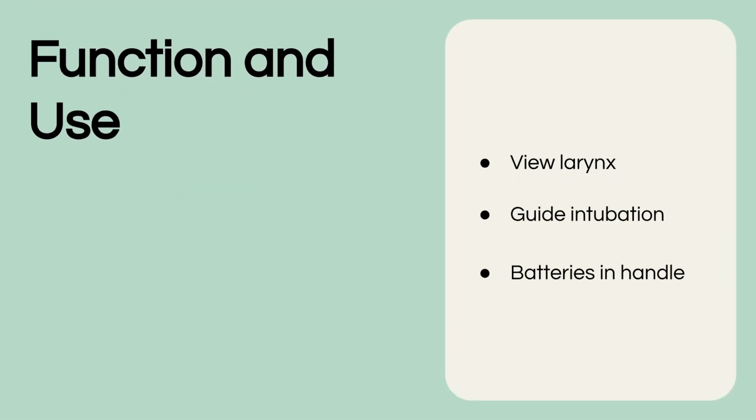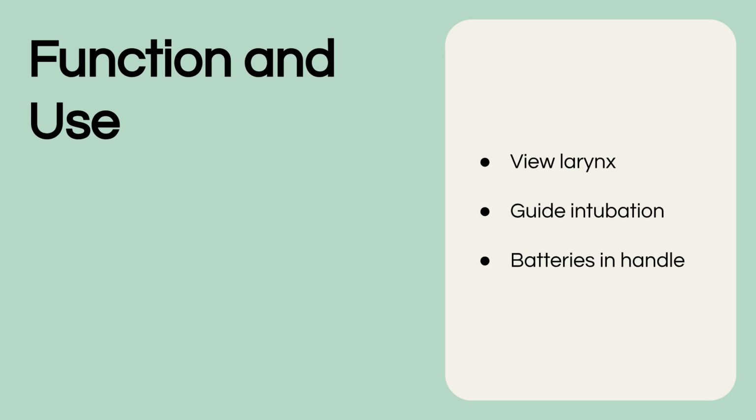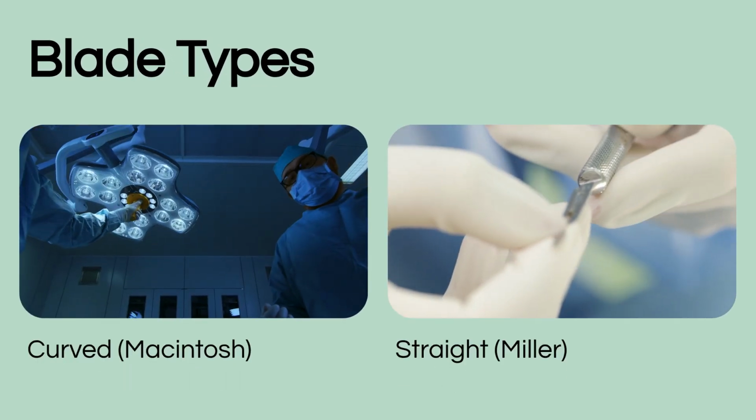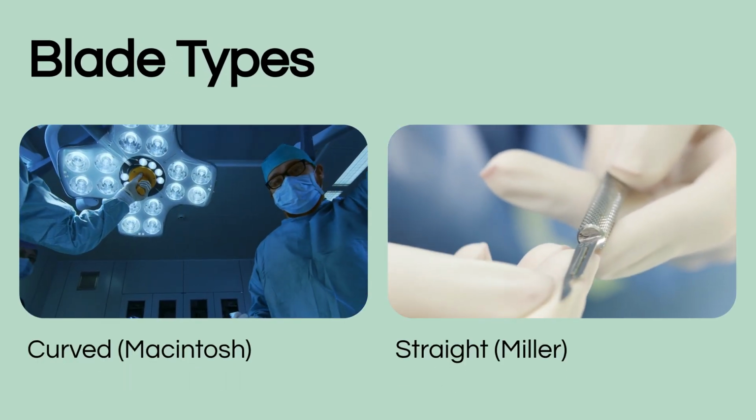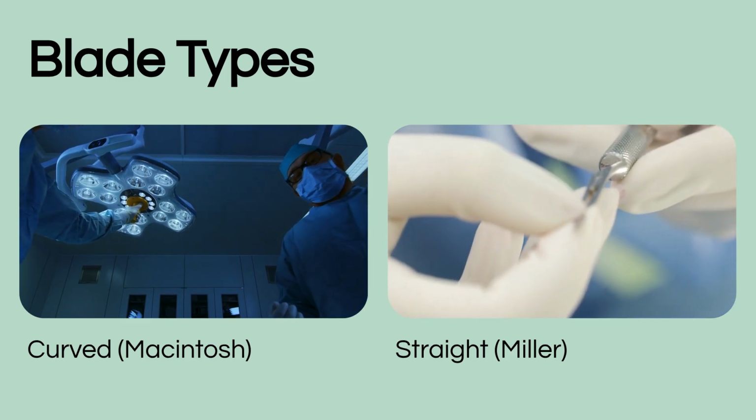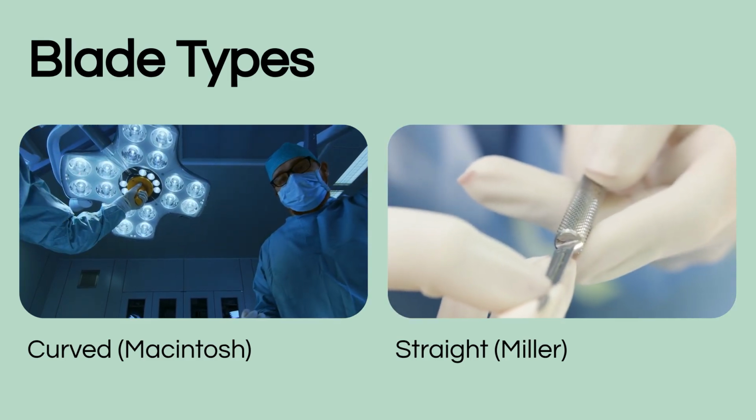The primary function of the laryngoscope is to provide a clear view of the vocal cords, which is necessary before inserting an endotracheal tube. The blade contains the light source. The curved Macintosh blade lifts the epiglottis indirectly, while the straight Miller blade, often used in children, lifts it directly.